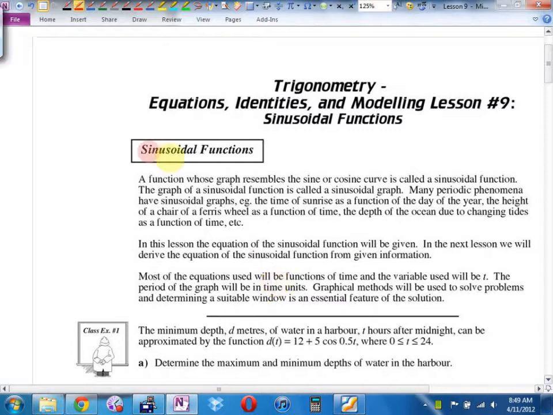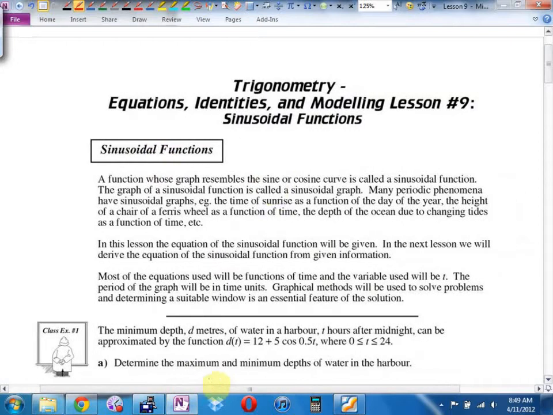The word sinusoidal means that you can graph it as a sine or a cosine graph. It says this: a function whose graph resembles the sine or cosine curve, whose graph goes up and down, up and down, up and down in a periodic fashion, is called a sinusoidal function. Doesn't mean you have to use sine. In fact, you're going to find for most of these, we'll find cosine is the easier equation to come up with. So the graph of a sinusoidal function is called a sinusoidal graph.